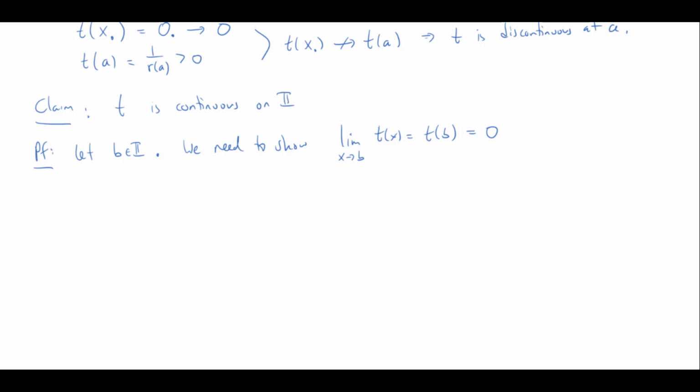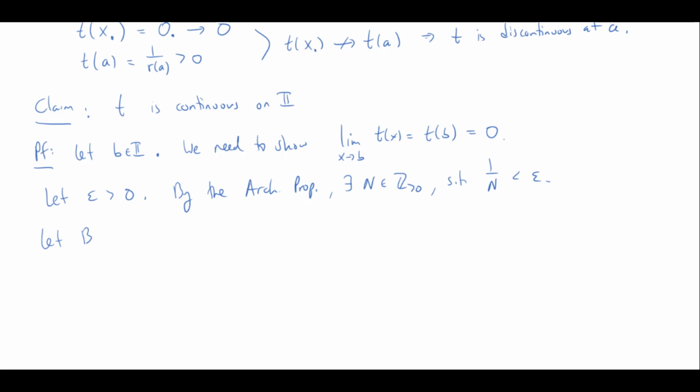Fine. If we're trying to show a limit of a function is 0, that means for all epsilon something, something, something. So let epsilon be greater than 0. Now, by the Archimedean property, we can find some natural number n such that 1 over n is less than epsilon. So by the Archimedean property, there exists a natural number n such that 1 over n is less than epsilon. All right, now here comes the clever bit.